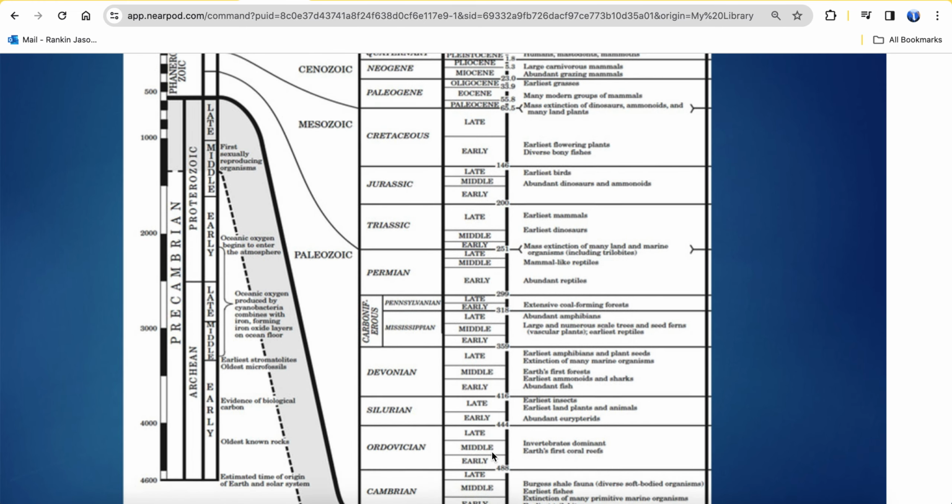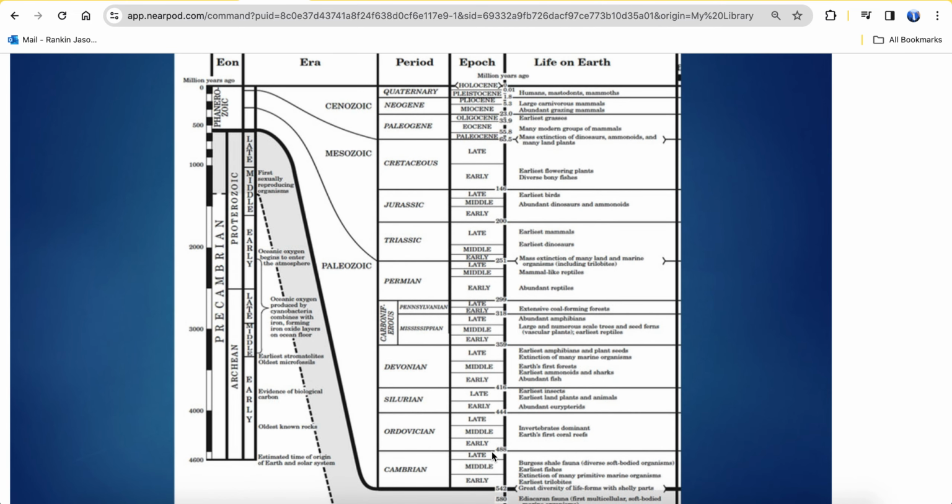All right, so in this life on Earth, we have the earliest or the beginnings of it: earliest fishes, earliest insects, earliest land plants and animals. Then we have an abundance of, here we have abundant amphibians, abundant reptiles, and then you might see the extinction of, like here, a mass extinction of land and marine organisms, including trilobites. Here, mass extinction of dinosaurs, ammonoids, and land plants.